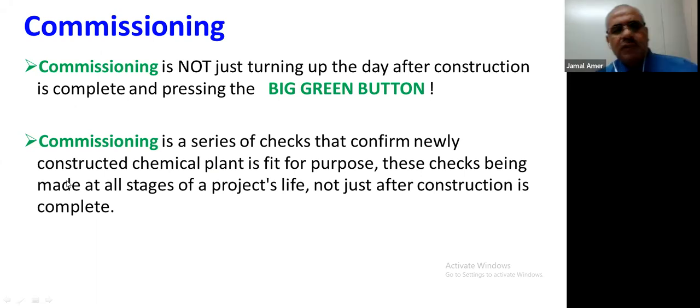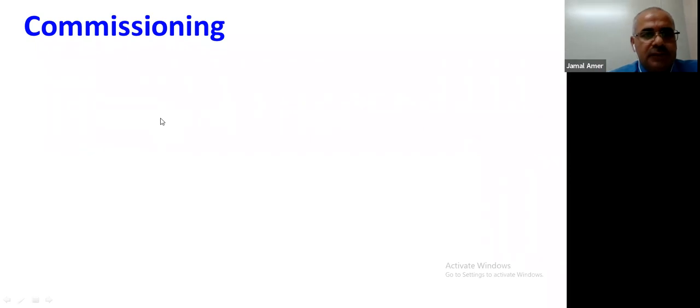Some of us think that commissioning is just after the construction job is completed, then we can go to the plant and push the big green button to start the plant. The situation is not like that. A lot of activities should be completed, and at the same time some commissioning activity, such as pre-commissioning activity, should be done during the construction. We will see what pre-commissioning activities are in our presentation.